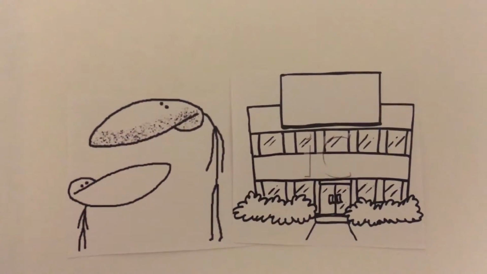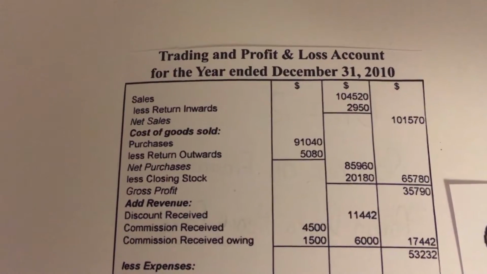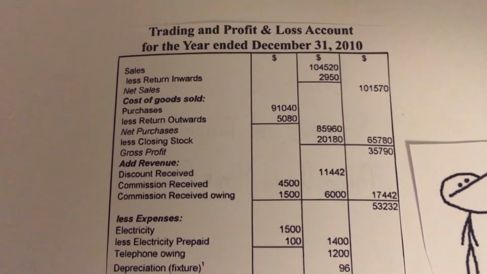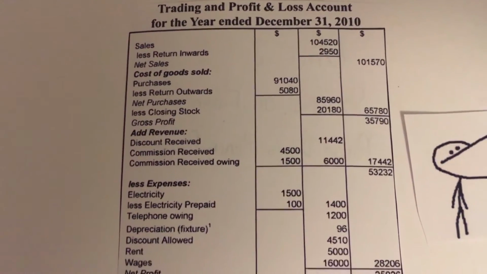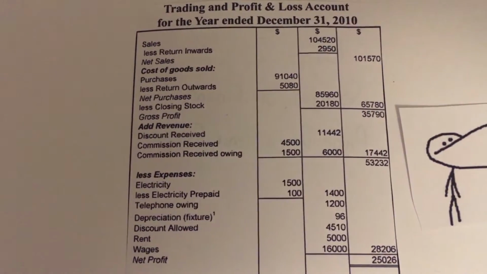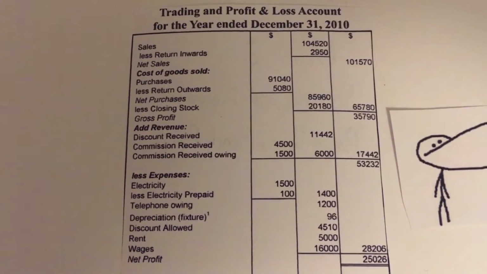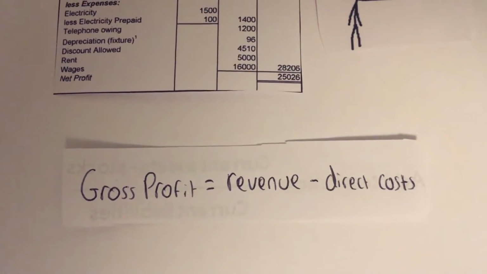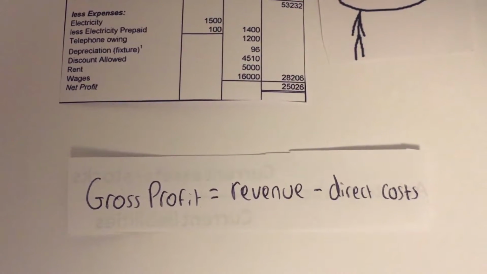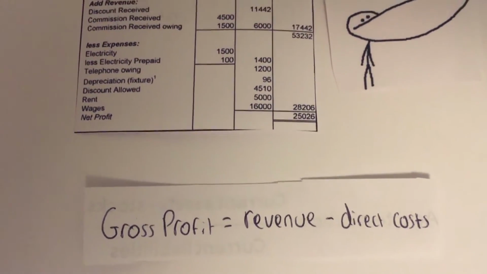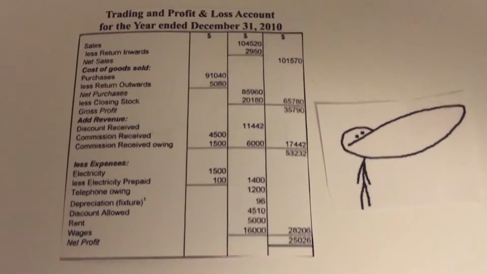The trading profit and loss account records the difference between the firm's income and the cost of running the business over a period of 1 year. The trading account records the firm's gross profit or loss. Gross profit is the difference between the revenue from selling the product and the direct costs of making it. The profit and loss account records all the indirect costs of running the business.